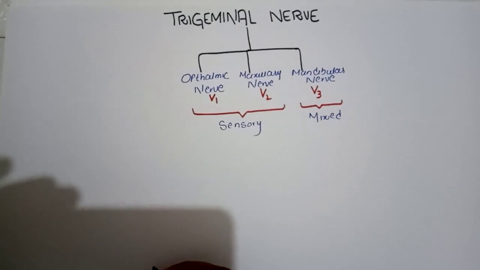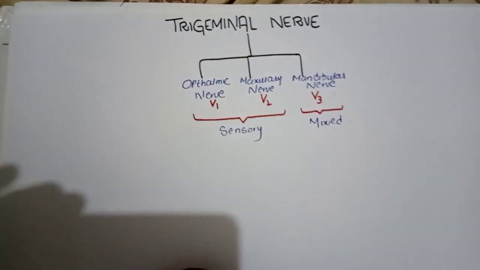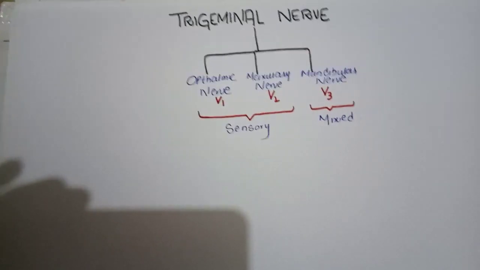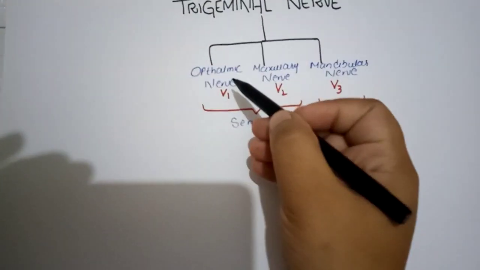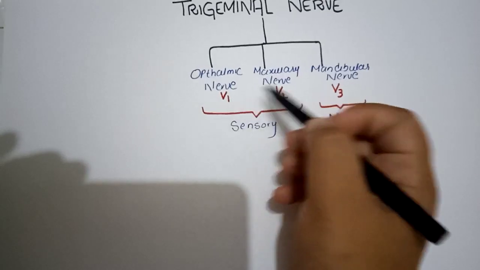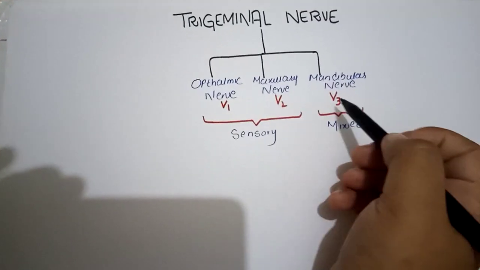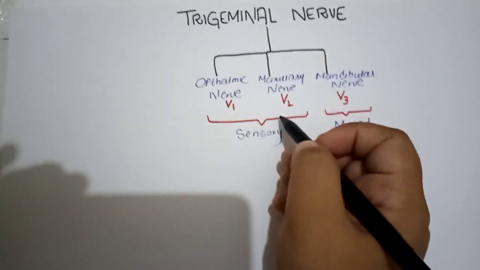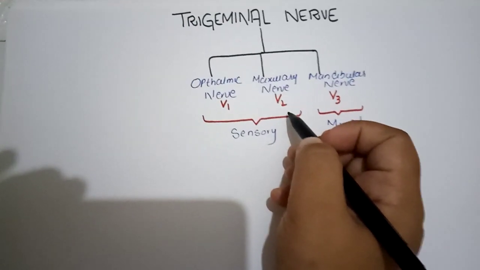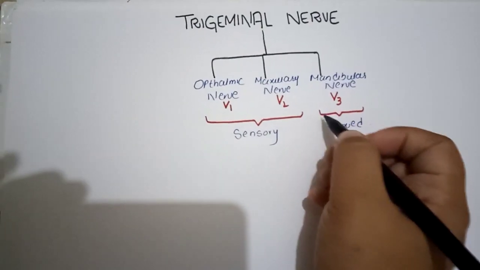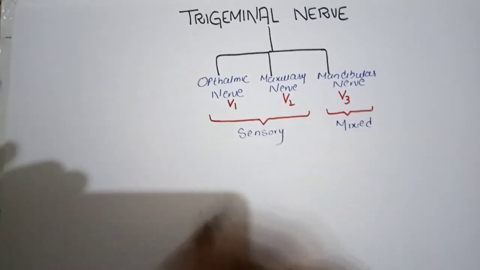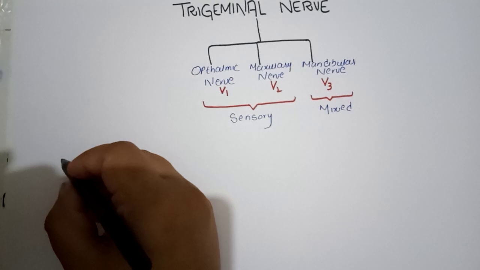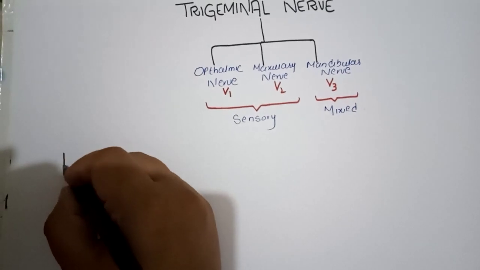So today my topic is the trigeminal nerve, which is the fifth cranial nerve, and there are a total of three branches of the trigeminal nerve: the ophthalmic nerve, the maxillary nerve, and the mandibular nerve. The first two nerves of the trigeminal nerve are sensory in nature, and the mandibular nerve is a mixed nerve. Now I will explain the course of the trigeminal nerve.